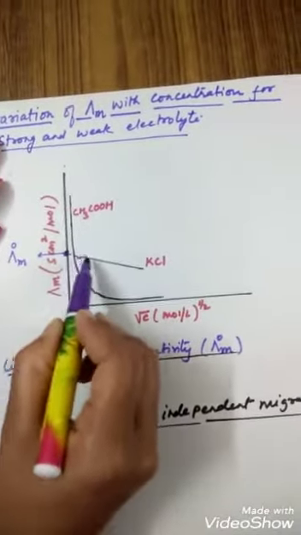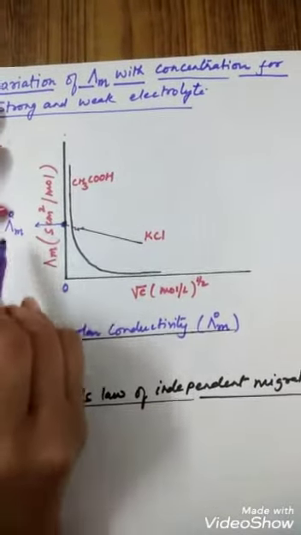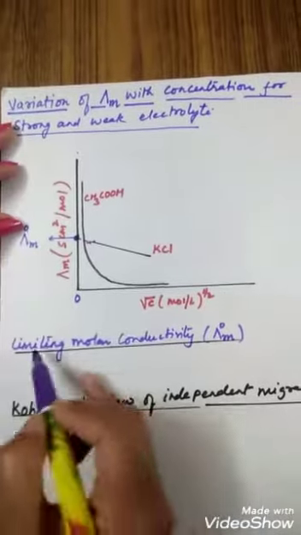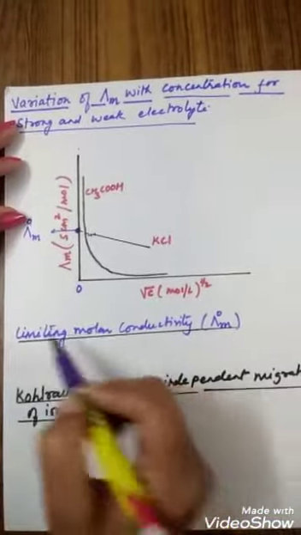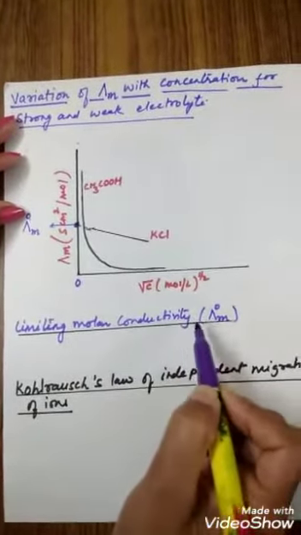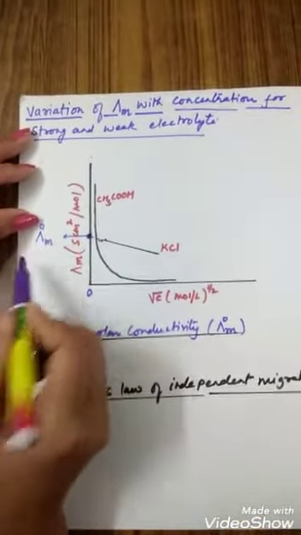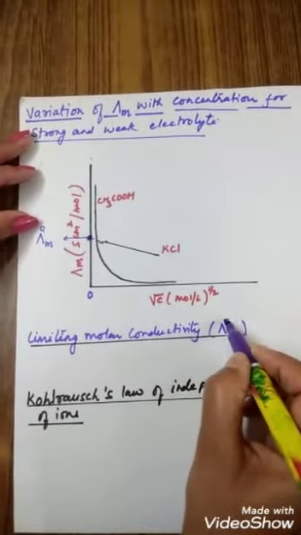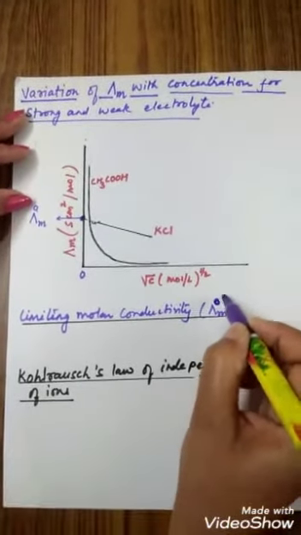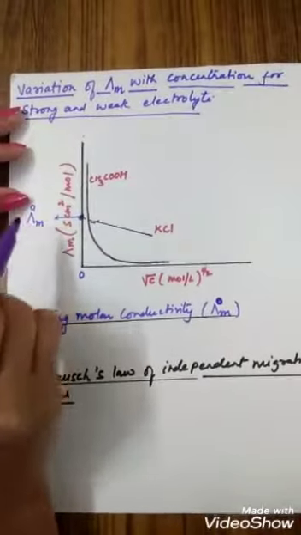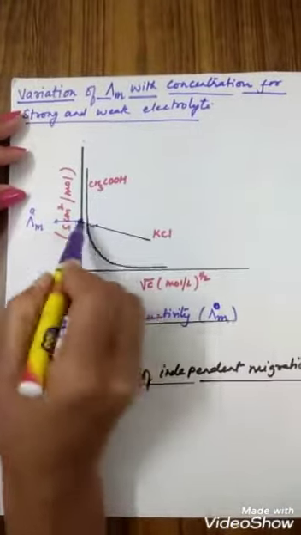So at this axis where this curve meets, this point is called lambda m naught. It means the term for this is limiting molar conductivity. So if I say define limiting molar conductivity, what would it be? It is the molar conductivity when the concentration approaches zero. So this is the meaning of zero. Molar conductivity when concentration approaches zero is called limiting molar conductivity. So it is always possible to find lambda m naught for a strong electrolyte.